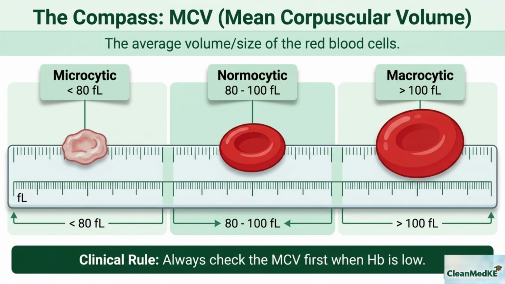When you identify low hemoglobin, your next move is to check the mean corpuscular volume, or MCV. Think of this as your diagnostic compass. It tells you the average size of the red blood cells. We categorize anemia into three paths based on this volume: microcytic, less than 80 femtoliters, normocytic, 80 to 100 femtoliters, and macrocytic, greater than 100 femtoliters. The golden clinical rule is always check the MCV first.